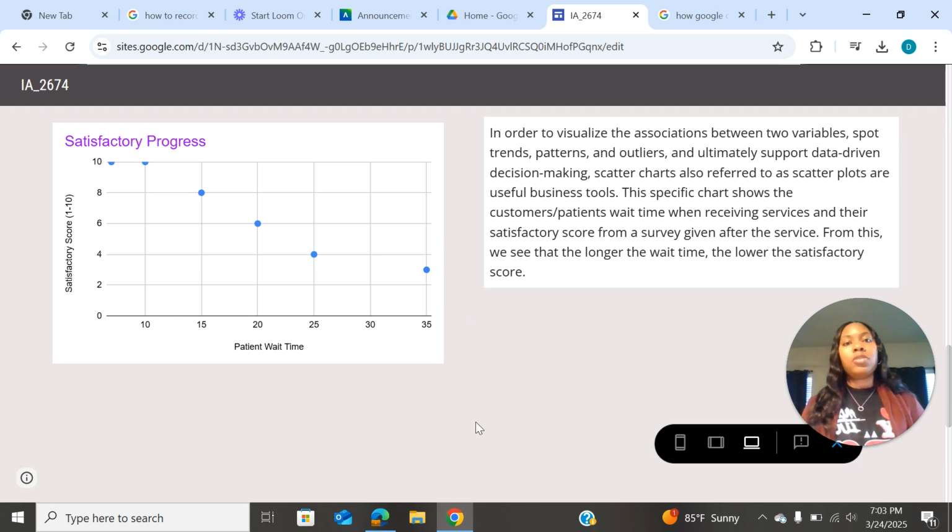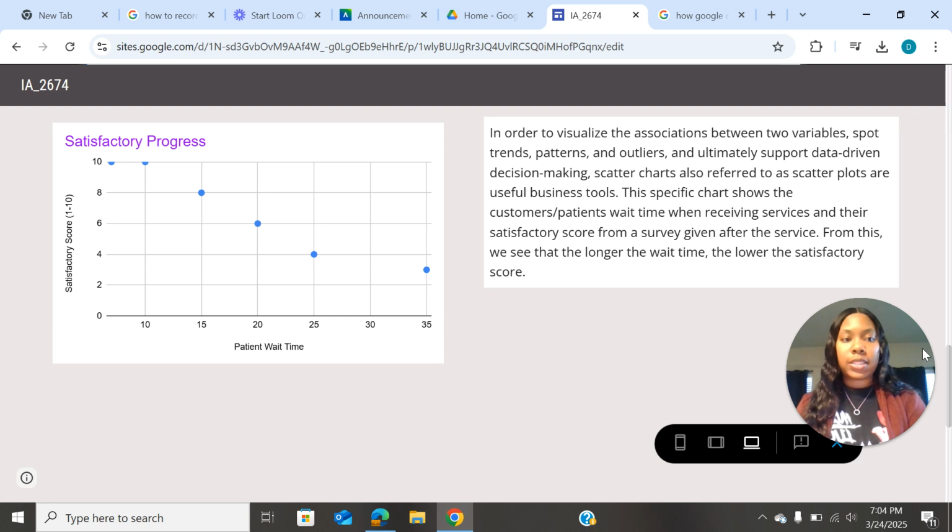This can also contribute, just patient wait times and their satisfaction, that also contributes to sales eventually. So that's why I included this satisfactory progress chart, because this is a chart from research that I realized a lot of medical businesses use as well.